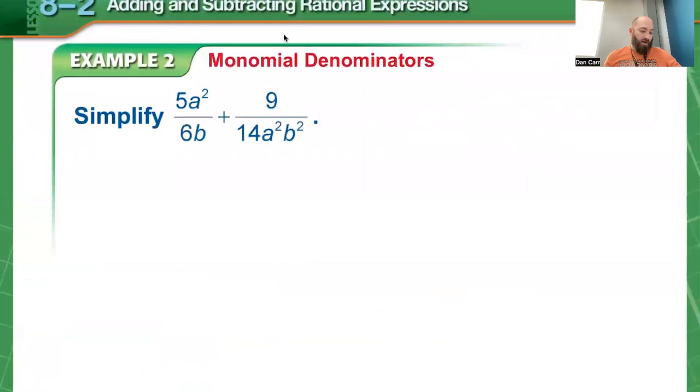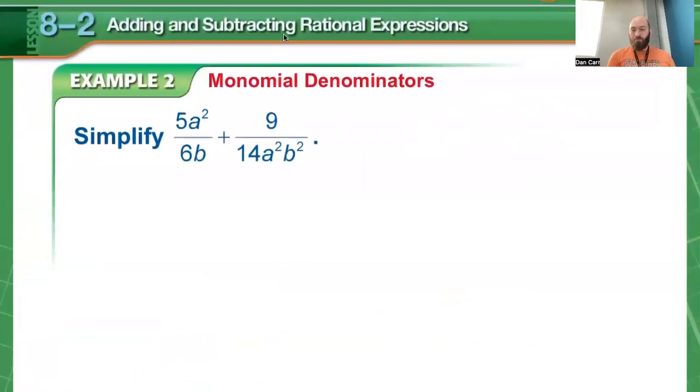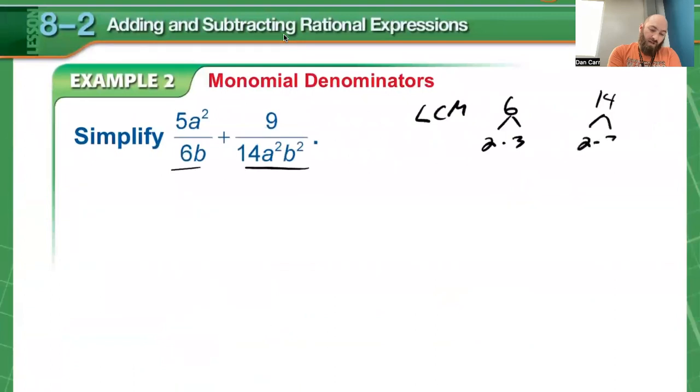Okay, so for here, if we have monomial denominators, and again, we want to turn them into common denominators, we need to find the least common multiple of my two denominators here. Okay, so we'll start with 6 and 14. So I've got 6 is the same as 2 times 3. 14 is 2 times 7. They've got a 2 in common, and then we've got 3 and 7 as part of these as well. So my least common multiple is going to be 2 times 3 times 7. And that's going to give me 42.